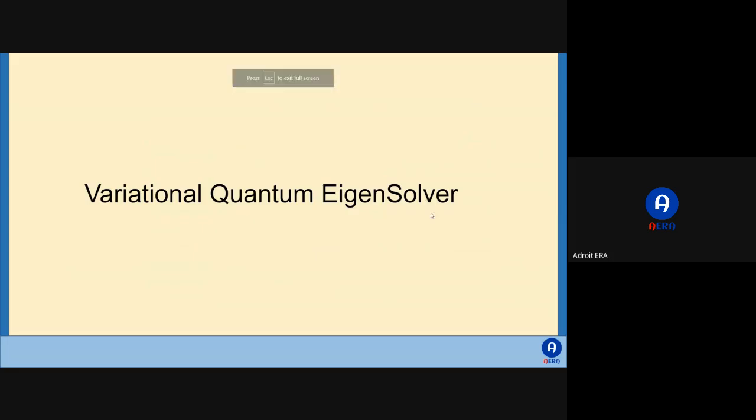So, in today's class, we will be discussing the variational quantum eigensolver, which is an algorithm to find the ground state energies of molecules. The variational quantum eigensolver is particularly used in solving chemistry-based problems, for example, finding the ground state of a hydrogen molecule.